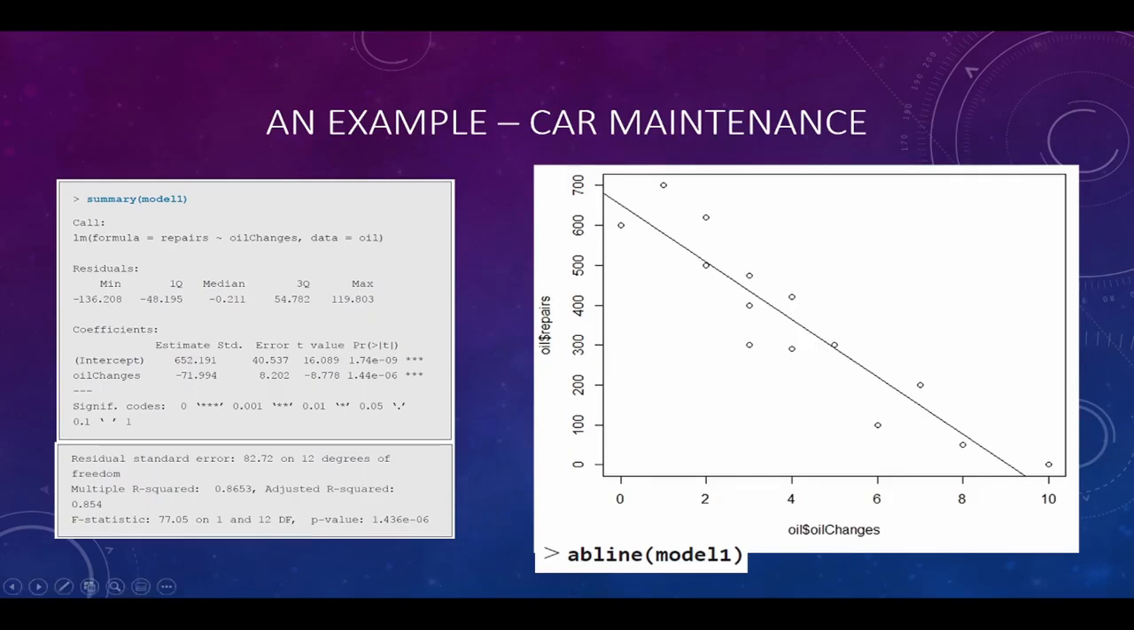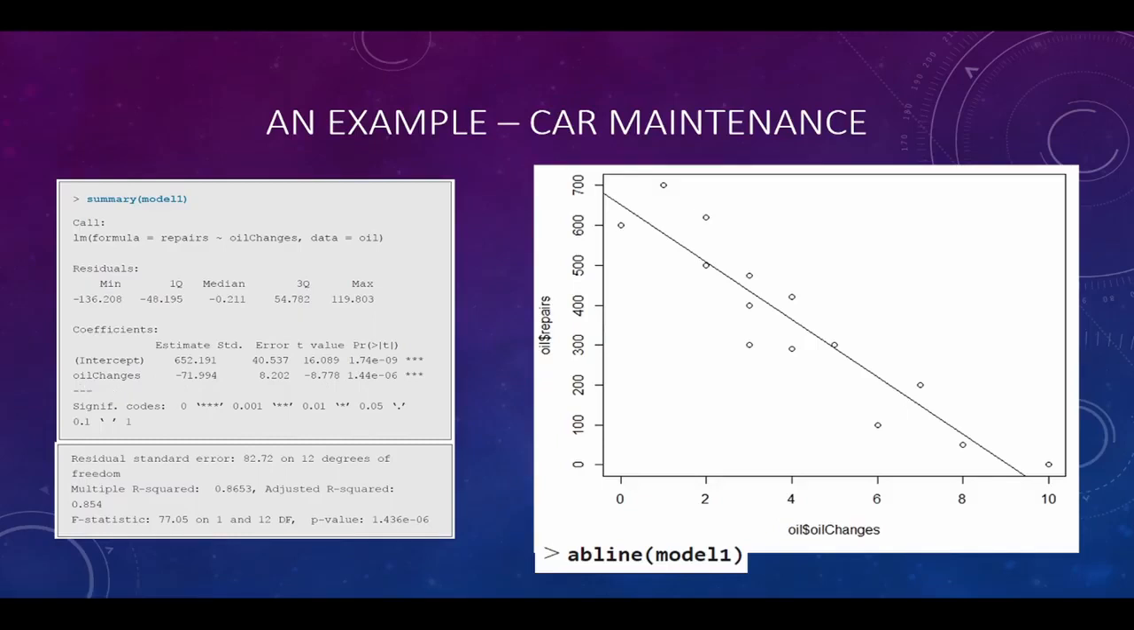The coefficients of the model are two unknown constants that represent the intercept and the slope terms in the linear model, the m and the b. The intercept is the expected value of repairs. The second row in the coefficients is the slope. That's the effect of the oil changes on the repairs.